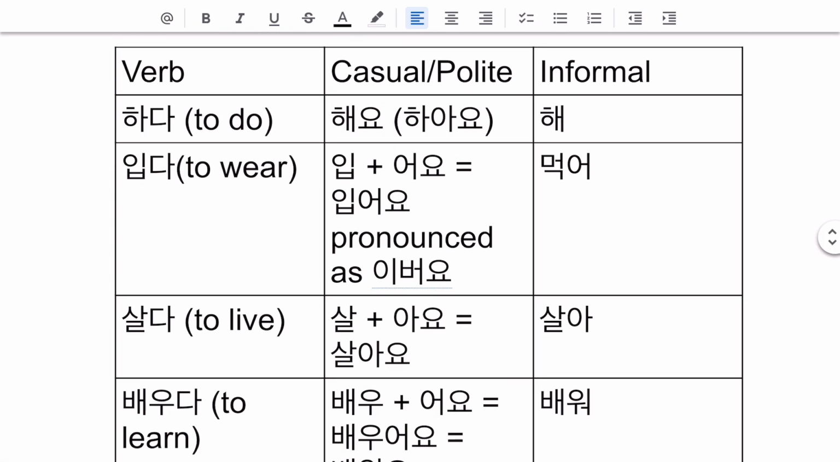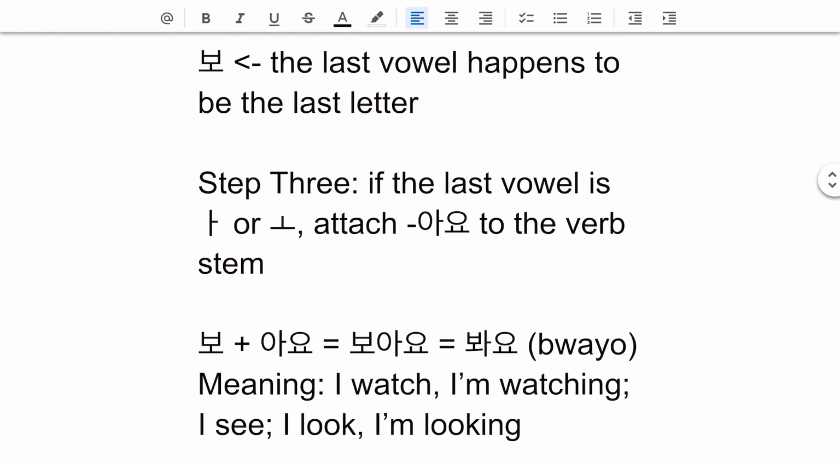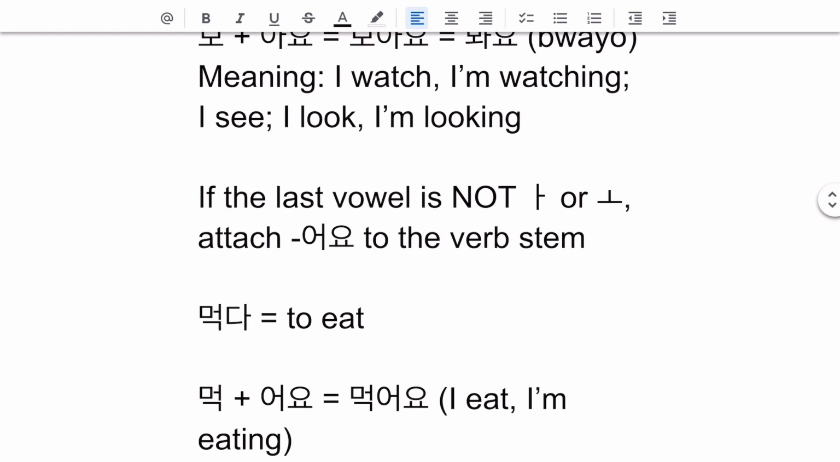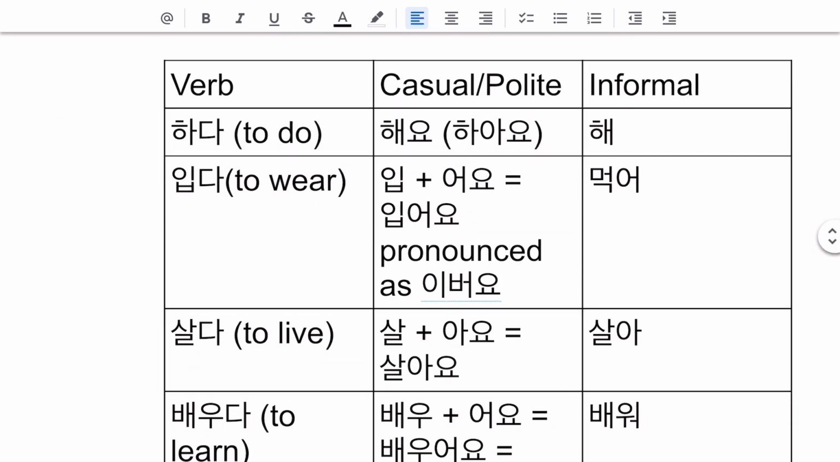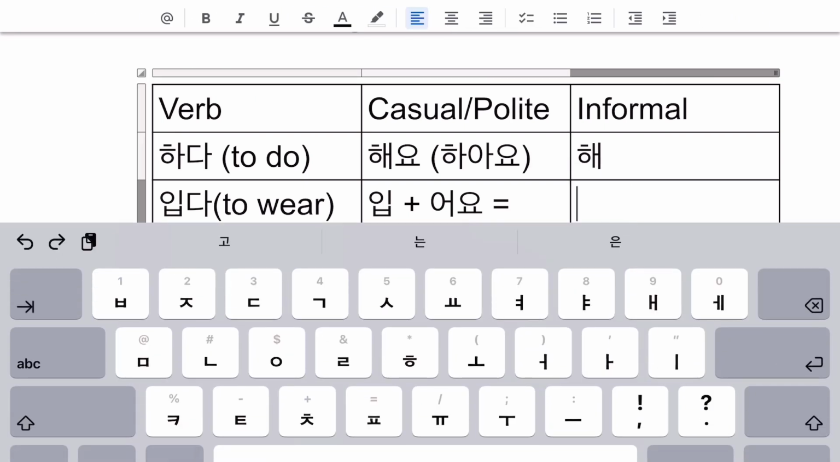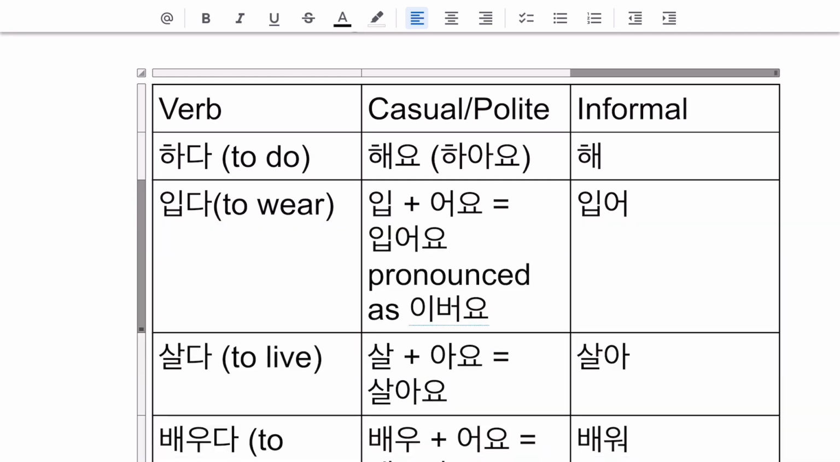Okay, next verb we have is ipta, to wear or to put on. So ip, we take off the da first, and then our last vowel is i. According to our rules, it's not a or o, right? So we don't have to attach ayo. It's not those, so that means we need oyo instead. Ip plus oyo, ibeoyo. Pronounced as ibeoyo, because we want to connect the sounds. So informally, we just remove that yo at the end, and it becomes ibeo. I wear. I'm wearing. So I could say duresu ibeo. I'm wearing a dress. I wear a dress.